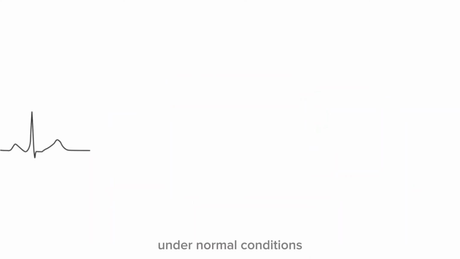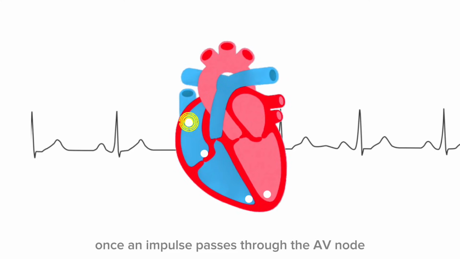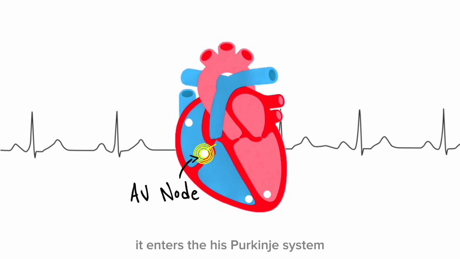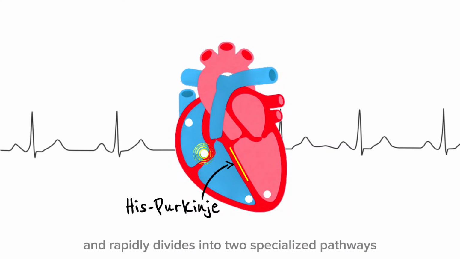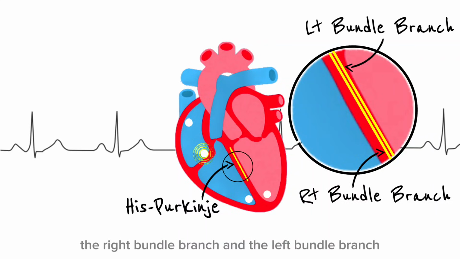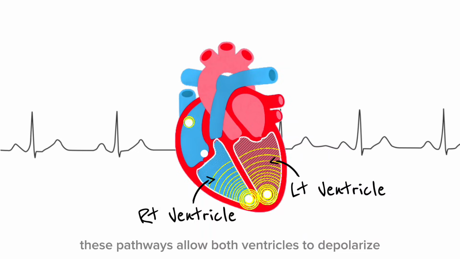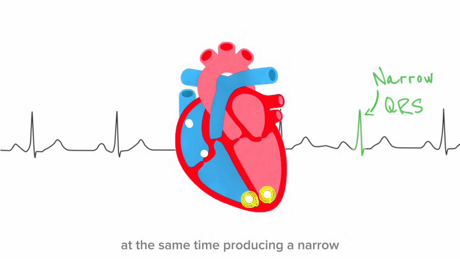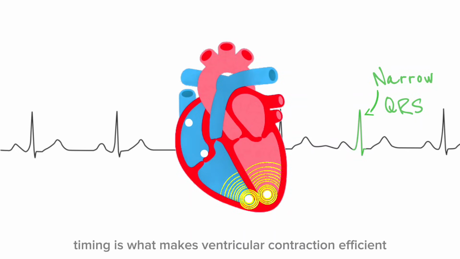Under normal conditions, once an impulse passes through the AV node, it enters the His-Purkinje system and rapidly divides into two specialized pathways, the right bundle branch and the left bundle branch. These pathways allow both ventricles to depolarize at the same time, producing a narrow, sharp QRS complex. This precise timing is what makes ventricular contraction efficient.